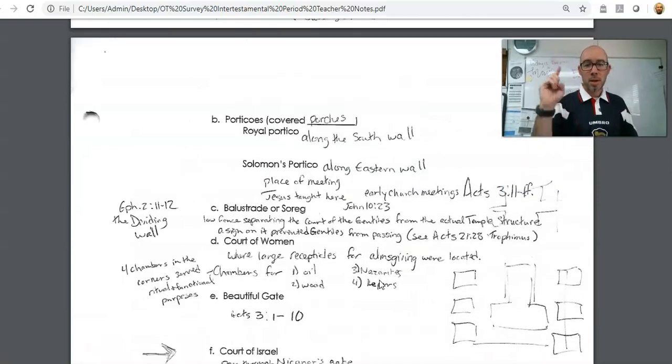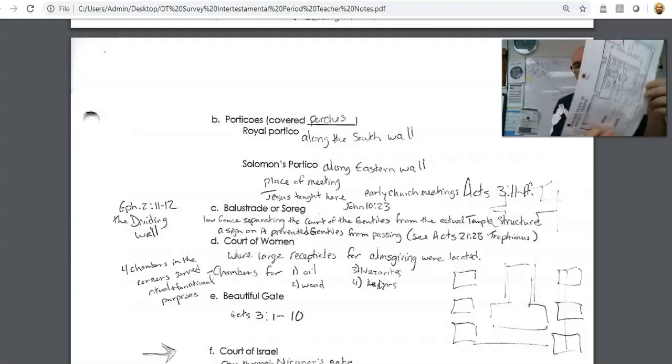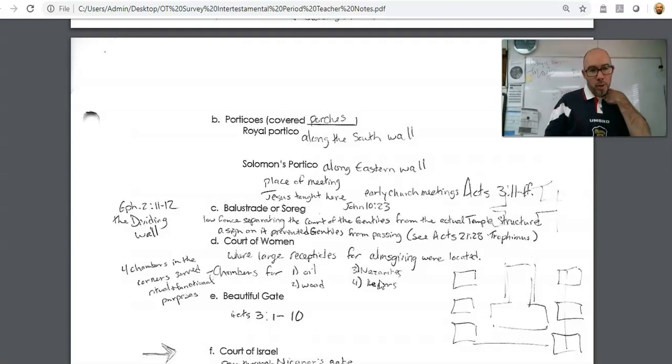Okay, we also have porches that go all the way around the outside of it. You can see on your picture Solomon's porch and the royal porch. The royal porch was along the south wall, and Solomon's porch or portico was along the eastern wall. It was a place of meeting. This is where Jesus would have taught, in the shade, right? So people could be in the shade and have a place that they could gather and congregate. It's where the early church met. They would gather in Solomon's porch, as indicated in Acts chapter 3. And we can see Jesus' teaching here indicated in John chapter 10.